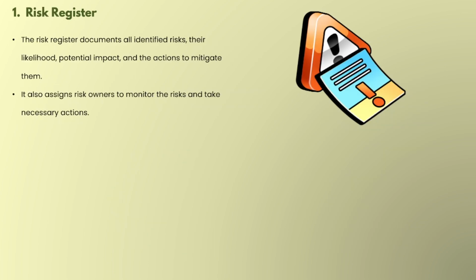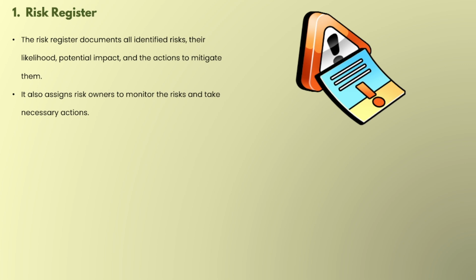Very first is the risk register. The risk register documents all identified risks, their likelihood, potential impact, and the actions to mitigate them. So basically the risk register is like our risk diary. Now see what the risk diary keeps. It keeps track of all the risks that we have found, how likely they are to happen, how bad they could be, and what we plan to do about them if they occur. So this compilation of all these things is nothing but the risk register.